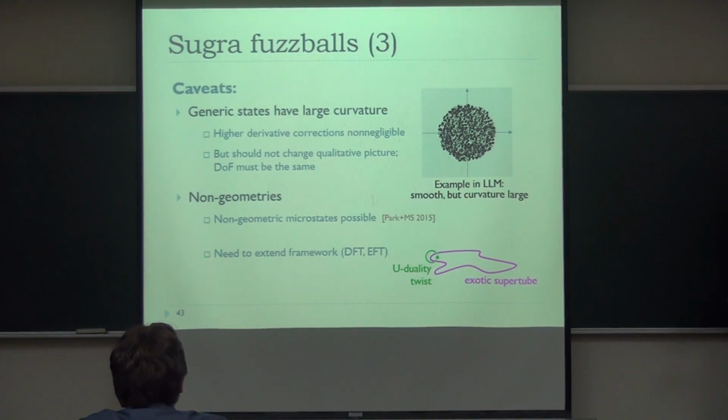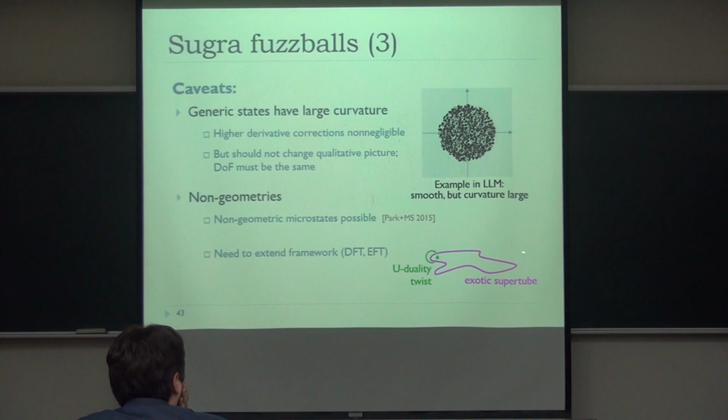And there's another thing, non-geometries. Geometric spacetimes are not the most generic spacetimes in string theory. String theory is a theory of strings, and in general, the backgrounds that are described by strings are not geometric. And there are non-geometric microstates possible, and we have written down some explicit examples recently.